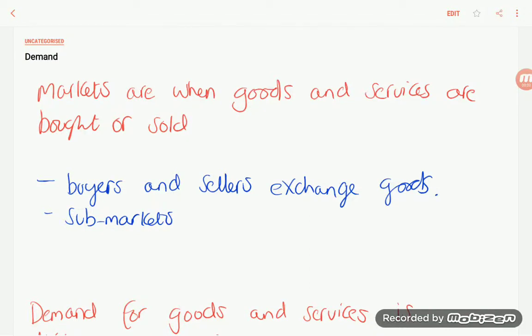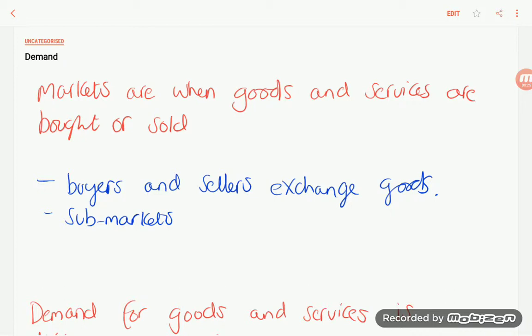Demand. Markets are where goods and services are bought and sold. A market is anywhere buyers and sellers can exchange goods or services. Submarkets are smaller markets that make up a market. For example, the labour market is made up of lots of submarkets. For instance, the market for teachers, engineers and doctors.